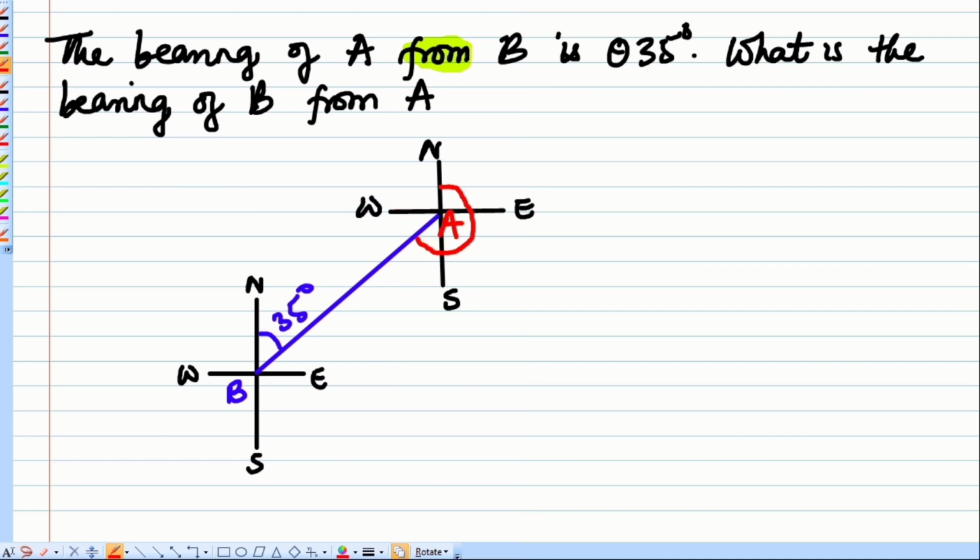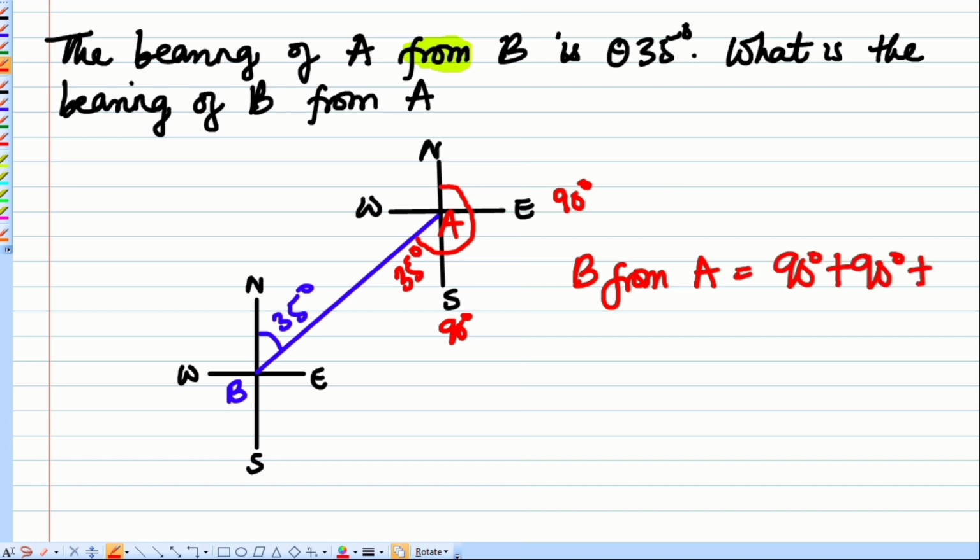Okay. So we now know that this angle here is 35 degrees. All we need to do now is add the 90 degrees from north to east, and then 90 degrees from east to south. So the bearing of B from A is going to be 90 degrees plus 90 degrees plus 35 degrees. 90 plus 90 is 180. 180 plus 35 is 215. So the bearing will be 215 degrees.